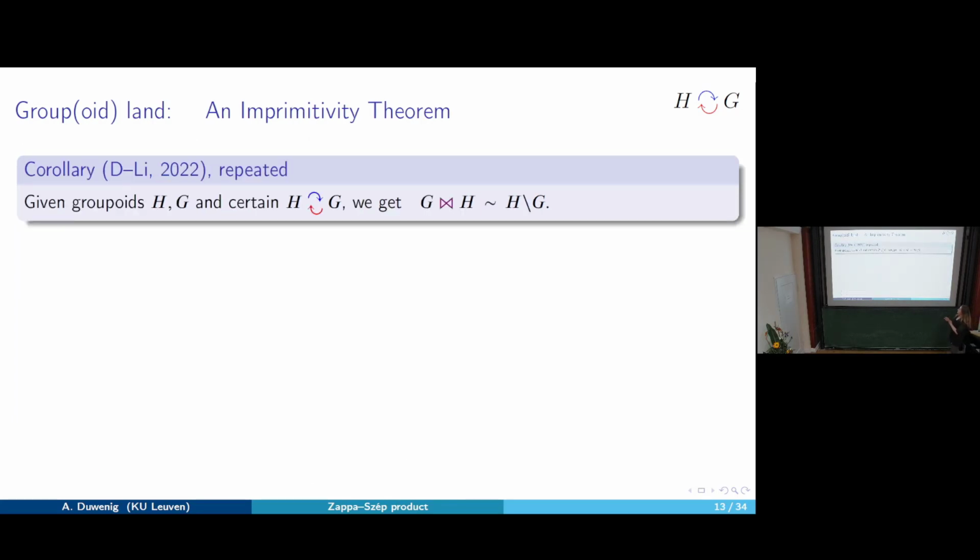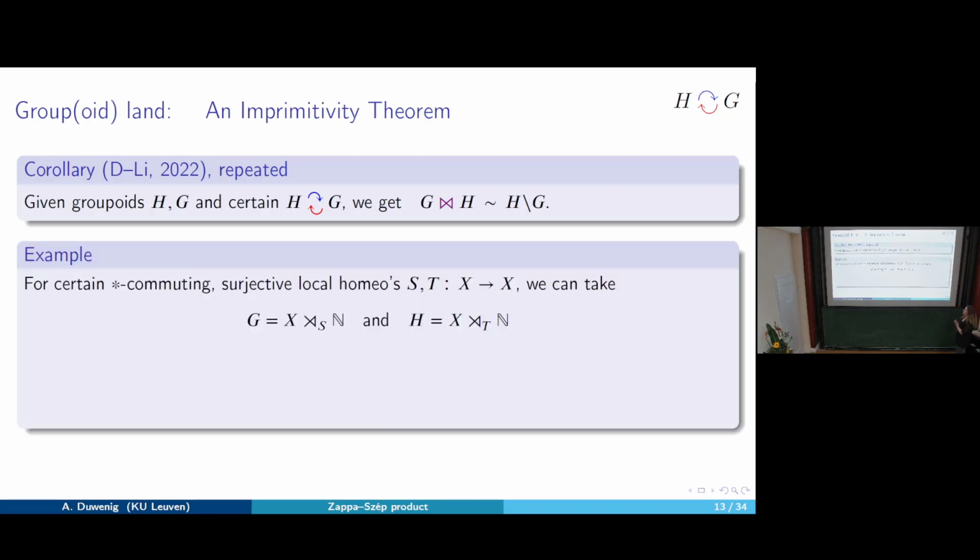So here, just a reminder again, if you have two groupoids acting compatibly in a nice way and free and proper, you get this equivalence of two groupoids. And let me give you an example. I go back to the setting that I had before. I have these local surjective homeomorphisms that are not just commuting, but actually star commuting. So this is a very strong type of commuting.